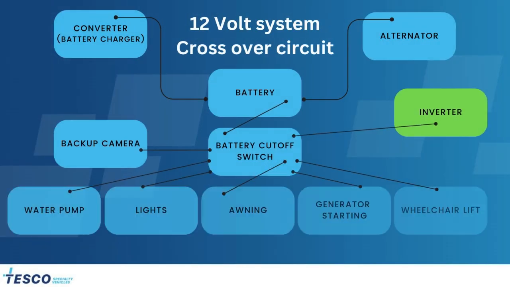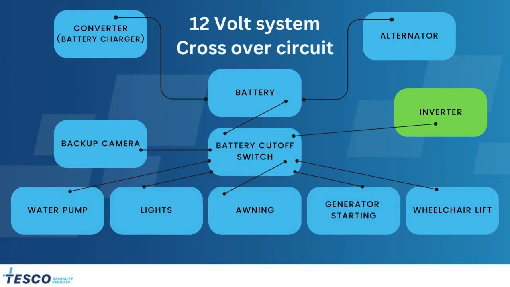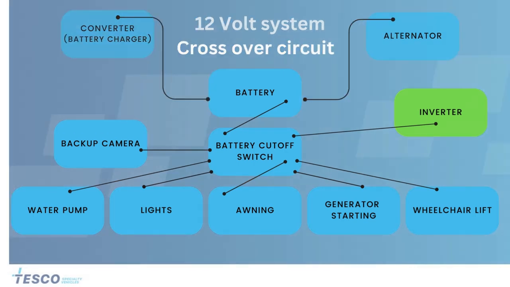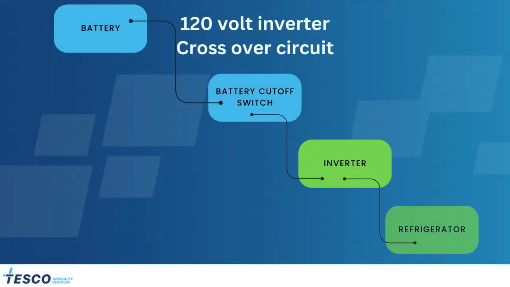The 12-volt system also has a crossover circuit. The inverter uses 12-volt power and inverts that power into 120 volts. The inverter is used to power the refrigerator. This allows you to use the refrigerator without the use of shore power, generator power, or the vehicle running.